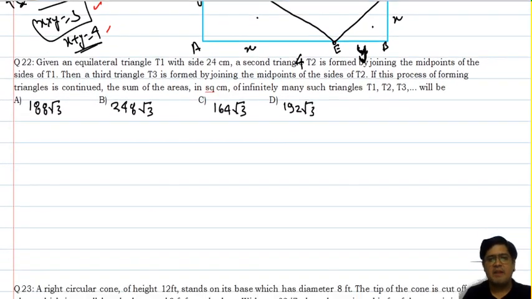22nd problem, guys. We are midway through our session here. We have equal length of time to cover.